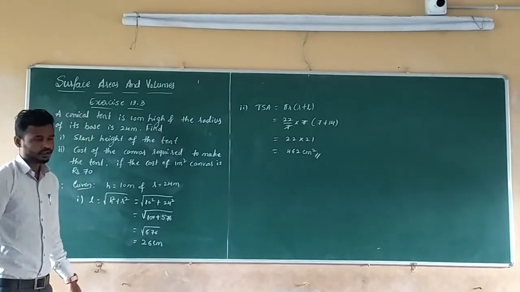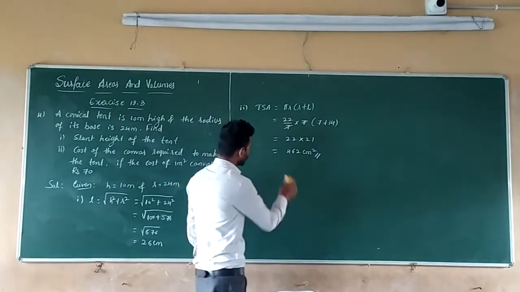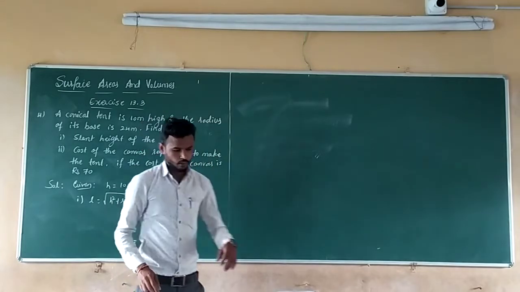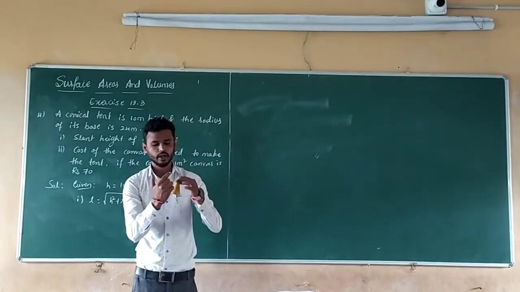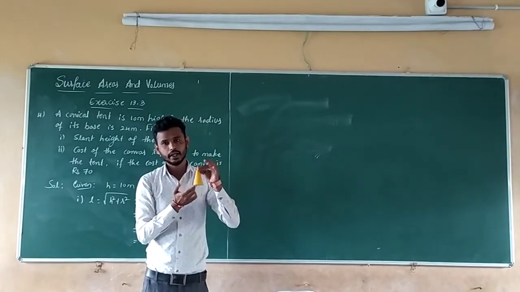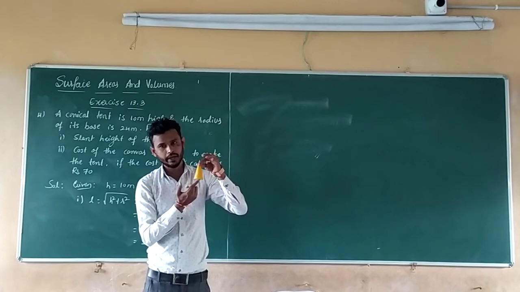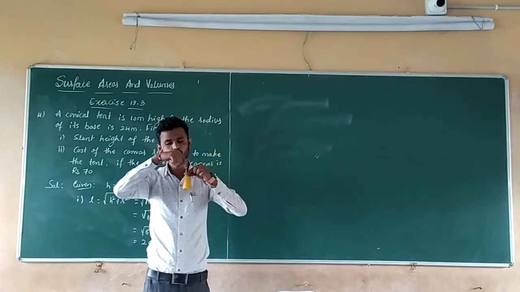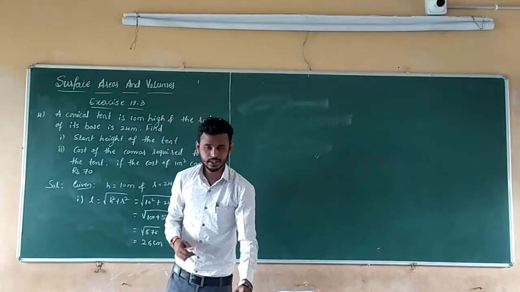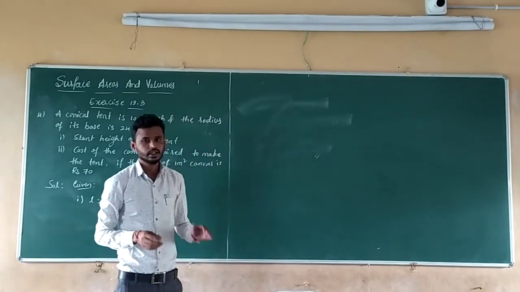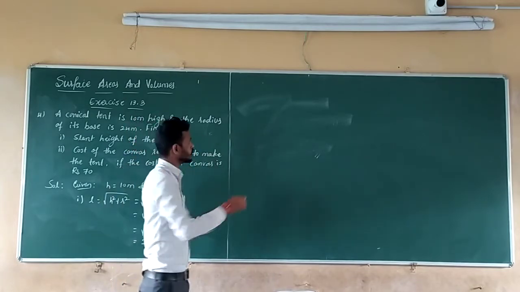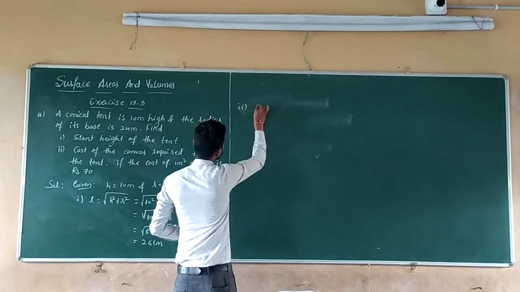Now let us find the canvas required to make the tent. Canvas means material required to cover the conical tent. Will you use material or cloth for the base? No. You will use it only for the CSA of the tent. So first find the CSA of the tent, meaning the canvas required to cover the CSA of the tent.